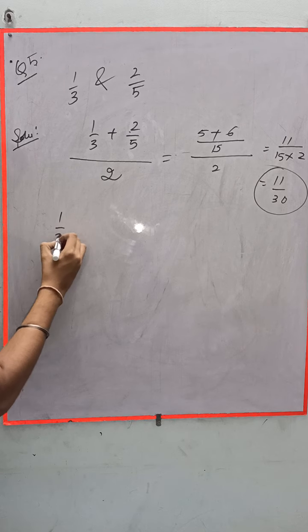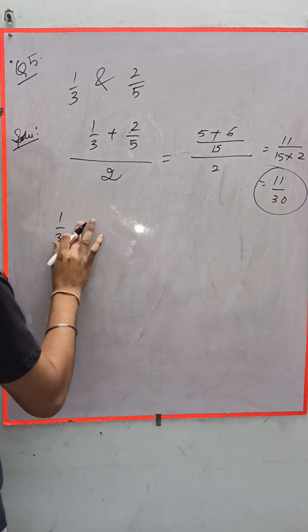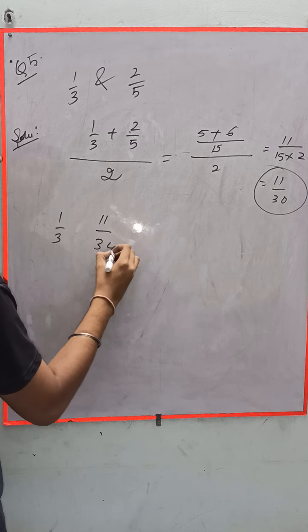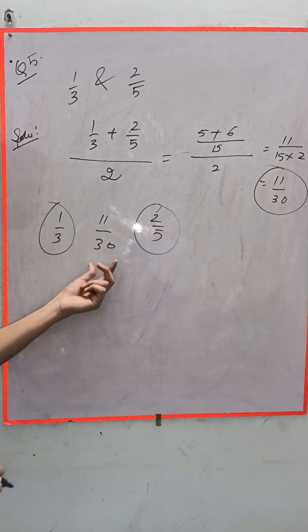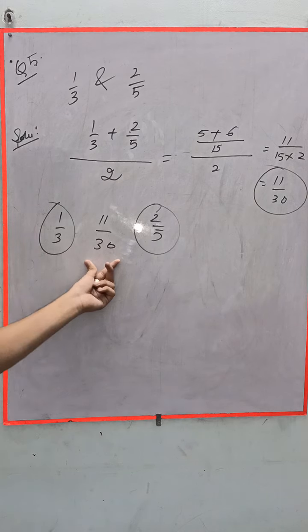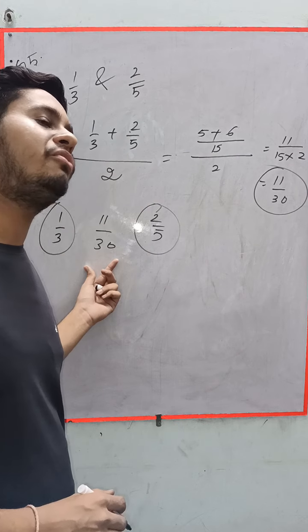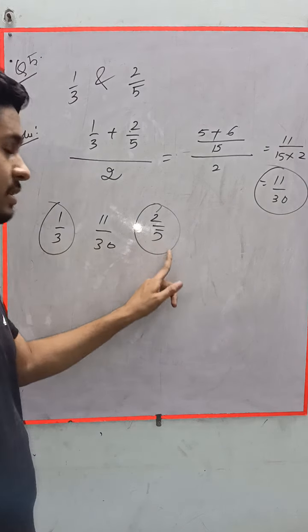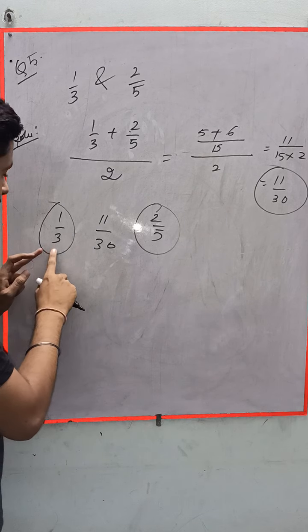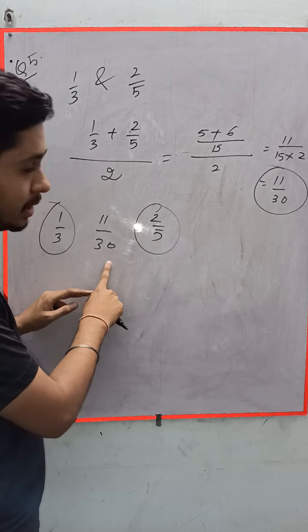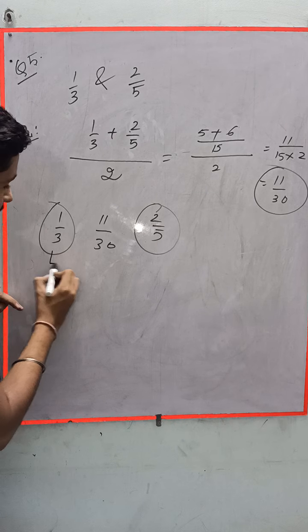So 1 upon 3, 11 upon 30 and 2 upon 5. Between these two, you have found one rational number. If I ask you to find 3 rational numbers between these two, what will you do? Now you will use the concept. Between these two, you have 11 upon 30. Now let us find between these two.